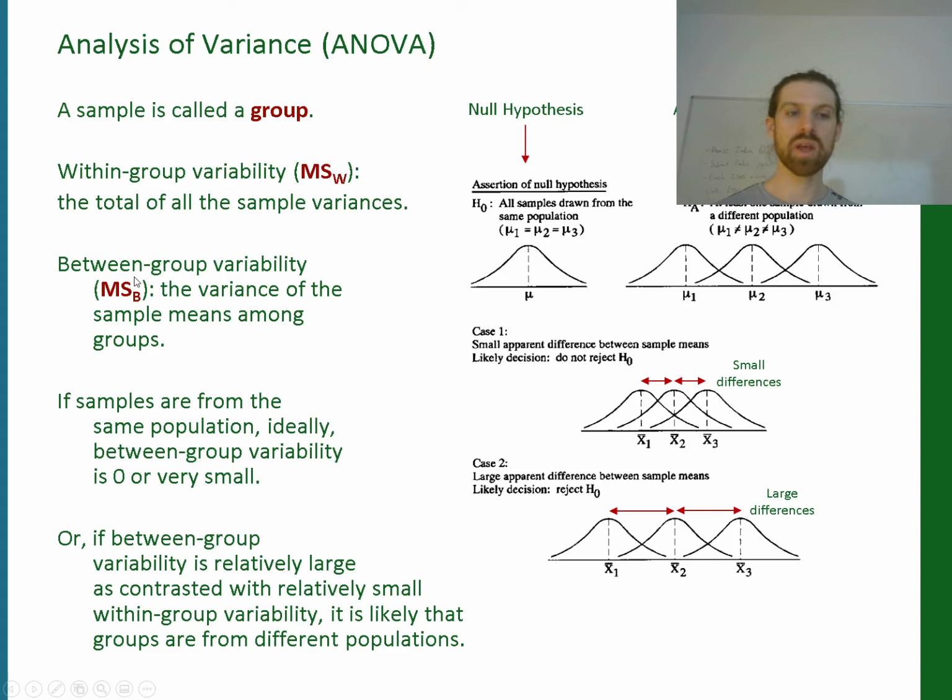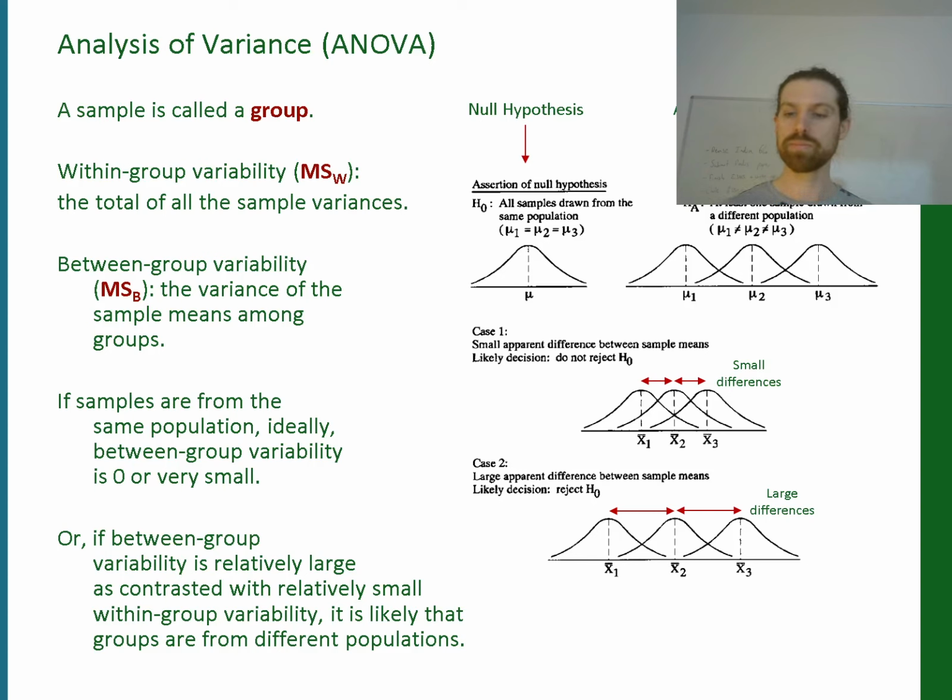We also need to calculate the between group variability. So this is the difference between the sample means. So imagine we've got those 3 groups and we're interested in the mean for those 3 groups, or that would be the difference between them when we're thinking about the between group variability. So if the samples are drawn from the same population, then the between group variability should be very small, okay?